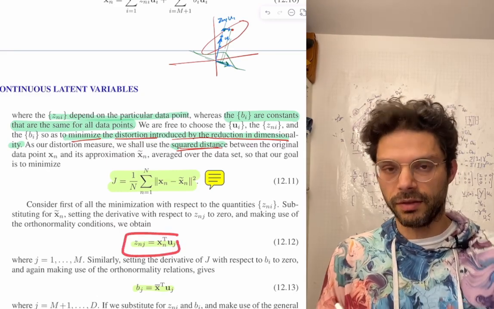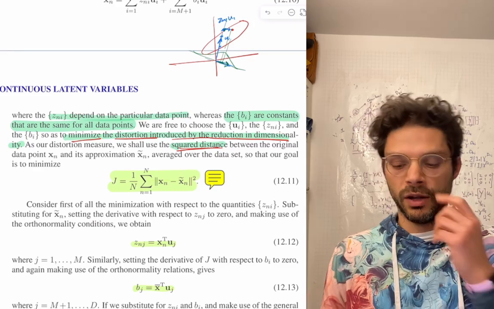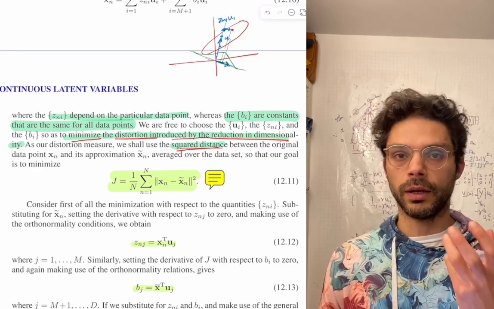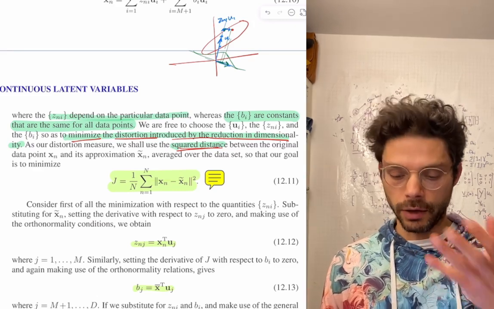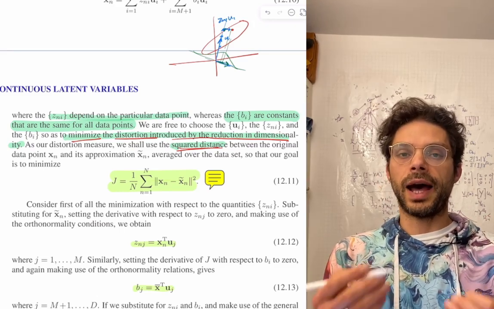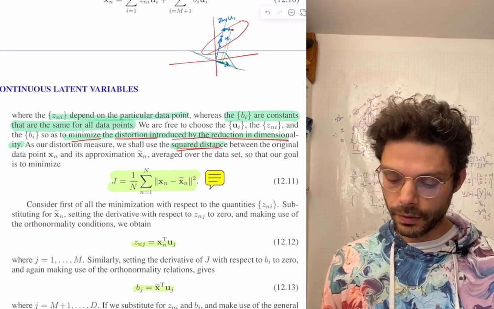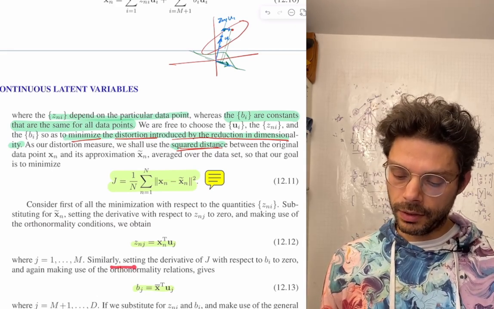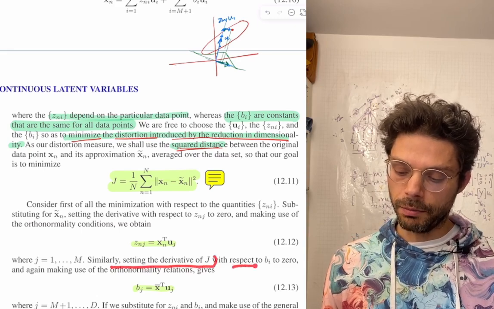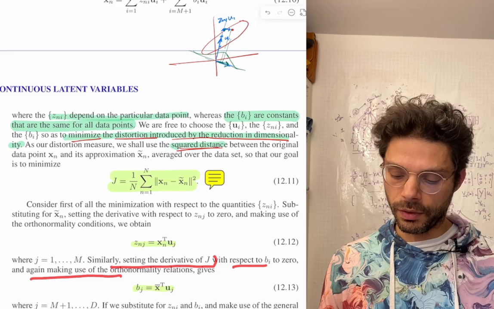So you can think about this as a very geometric procedure. It's really good to try to build the physical, geometric intuition for what's going on, and then to see how you translate that into math. Okay. Similarly, setting the derivative of J with respect to b_i to 0, and again making use of the orthonormality relations, gives us this.